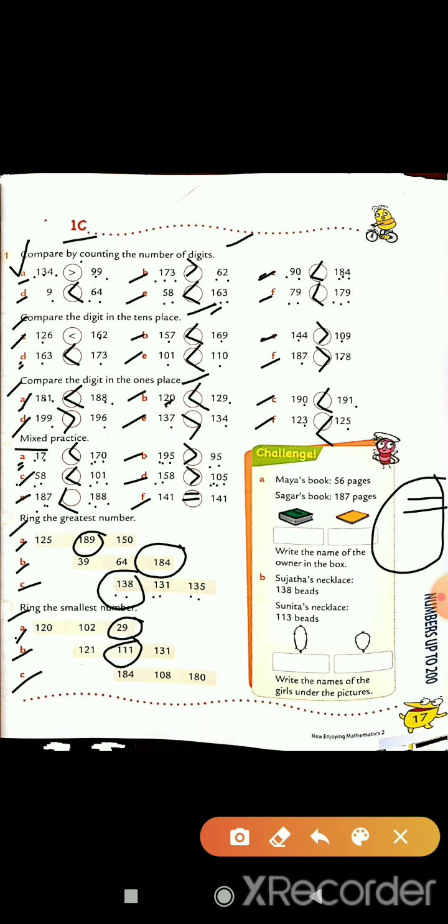C, 184, 108, 180. Again 3-digit numbers are there. So we cannot compare it by counting the digits. So look at the tens place. 184 is having 8, 108 is having 0, and 180 is having 8. So 0 is smaller than 8. So 108 is the smallest number. Clear, students?